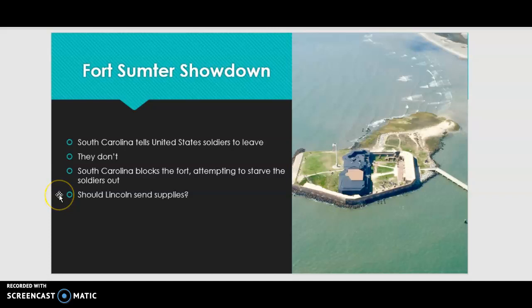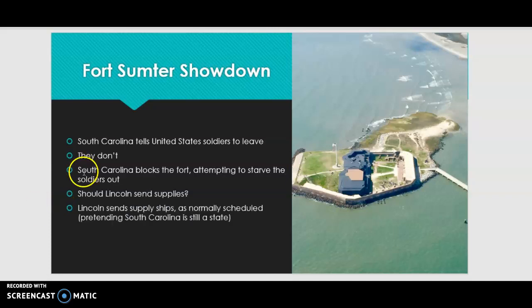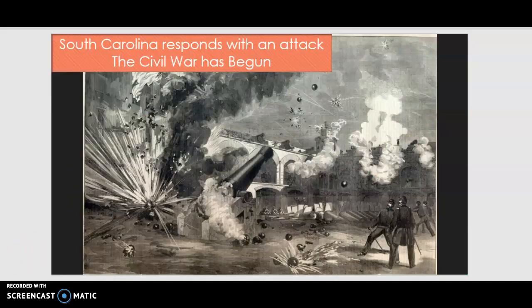And so now Lincoln is in a tough situation. Should he send supplies? What should he do? How should he handle this? He does, in fact, send supply ships as normally scheduled, kind of just pretending that South Carolina is still a state. So he's kind of ignoring that they have seceded at this point and sends supplies as he normally would. And so South Carolina then responds with an attack. So the first attack of the Civil War has now begun with the attack on Fort Sumter.